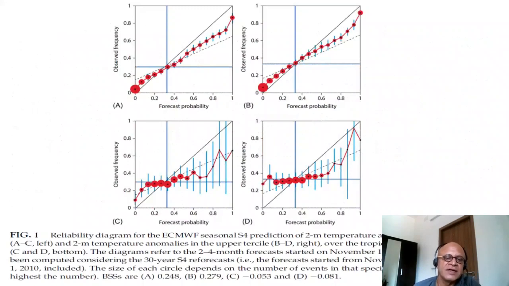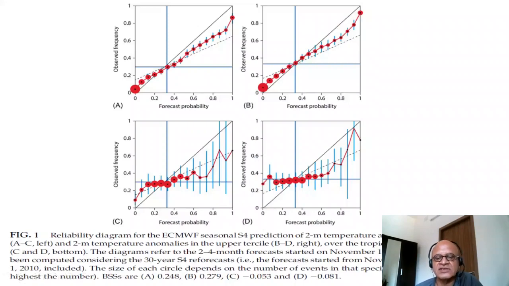So here is a reliability diagram for the ECMWF seasonal S4 prediction of 2-meter temperature anomalies in the lower tercile, so A and B, and in the upper tercile, C and D. And here this is done for Europe. These are for 2 to 4 month forecasts started on November 1, valid for December, January, February, and have been computed considering the 30-year S4 forecast.